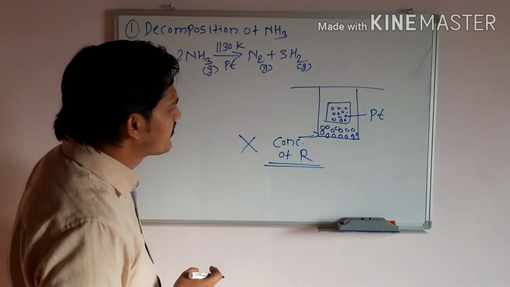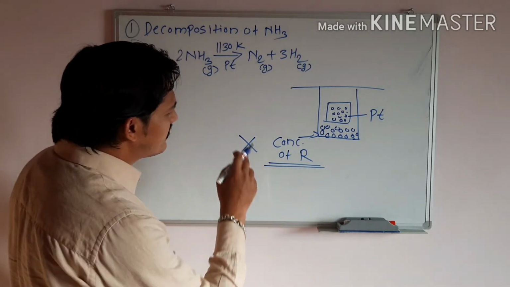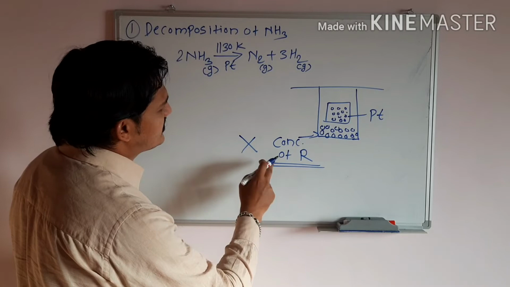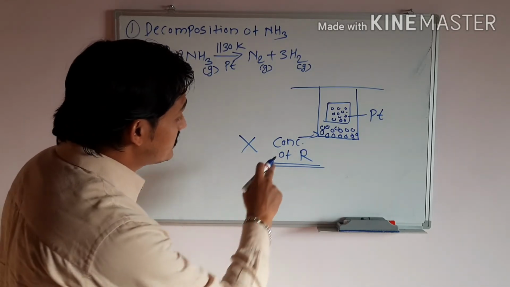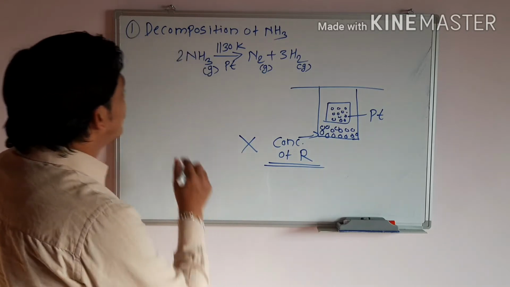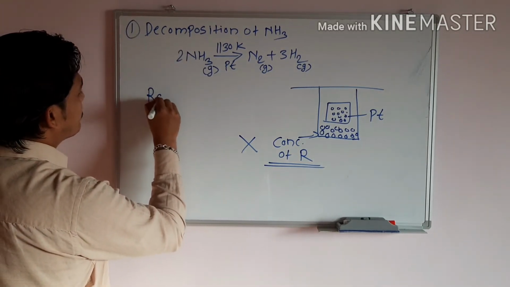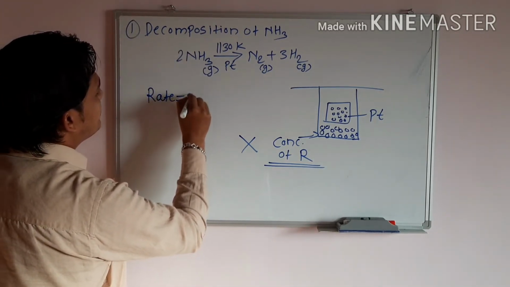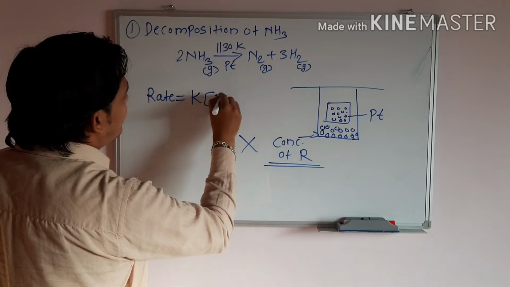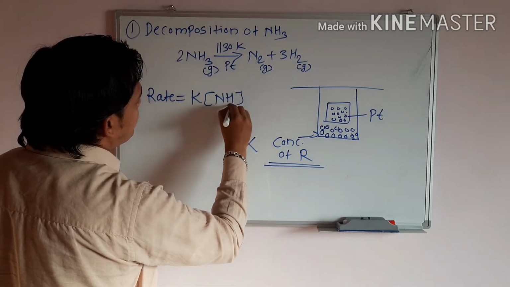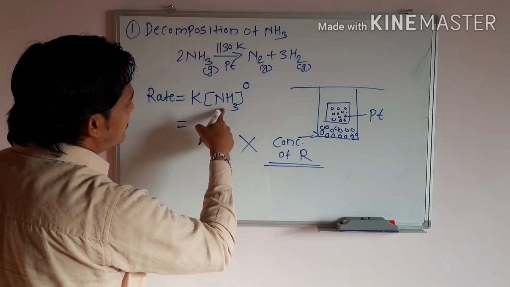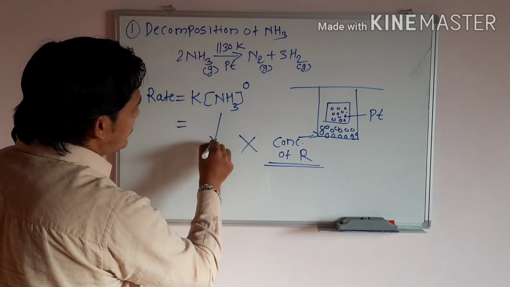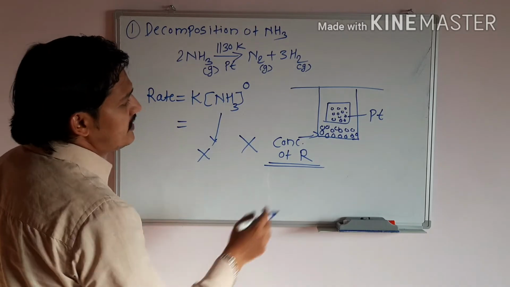कंडिशनवर डिपेंड आहे, बरोबर. म्हणजे rate of reaction doesn't depend on concentration of reactant. So rate is equal to k[NH3]^0. It gives 0 because rate of reaction doesn't depend on concentration of ammonia.